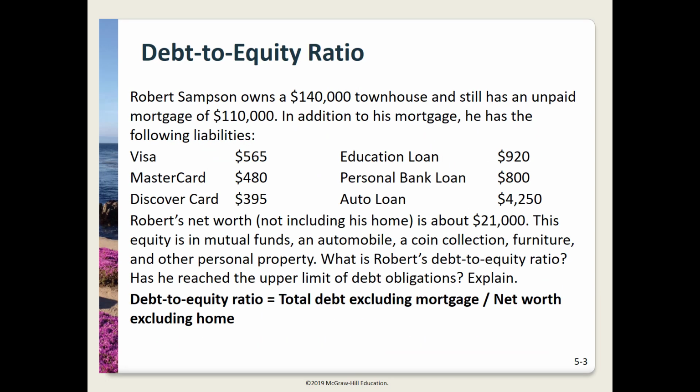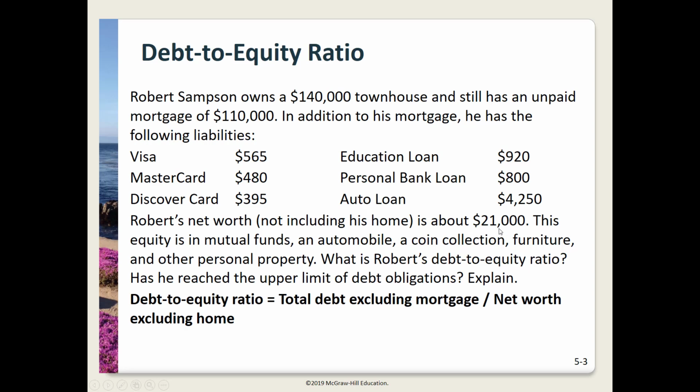In this next example, we're going to be looking at the debt to equity ratio. Robert Sampson owns a $140,000 townhouse and still has an unpaid mortgage of $110,000. In addition to his mortgage, he has the following liabilities. Now again, we have to understand the different concepts and vocabulary from the different chapters, so we know that liabilities is something we owe to someone else. So we have some credit card related liabilities as well as a couple of loans. So Robert's net worth, not including his home, is about $21,000.